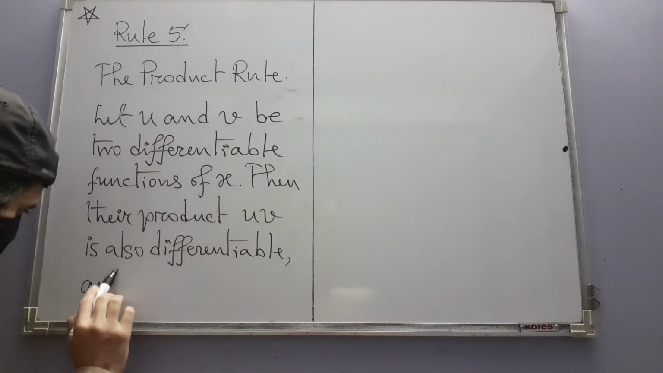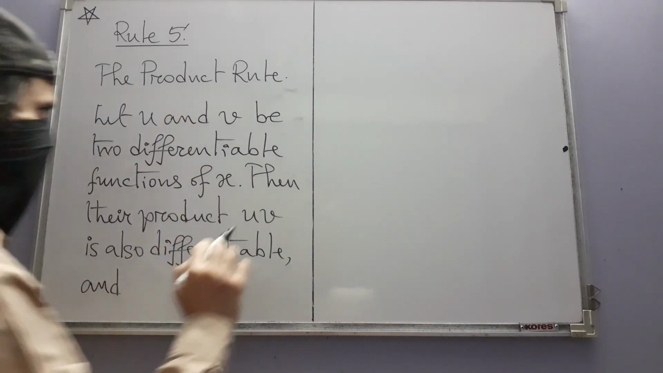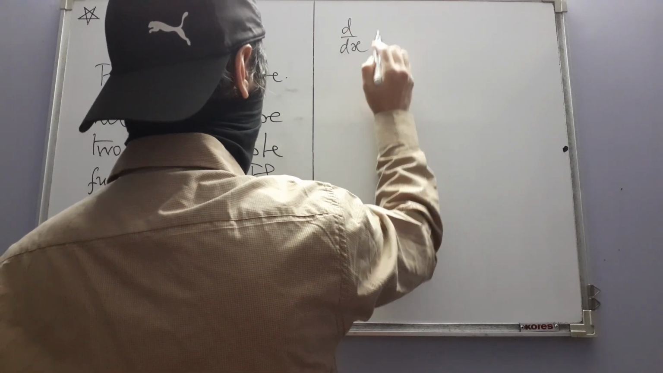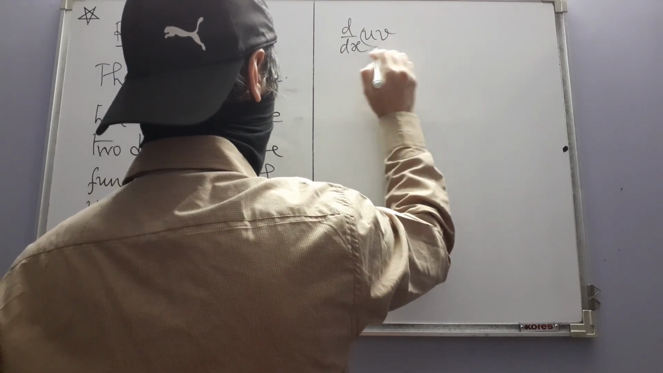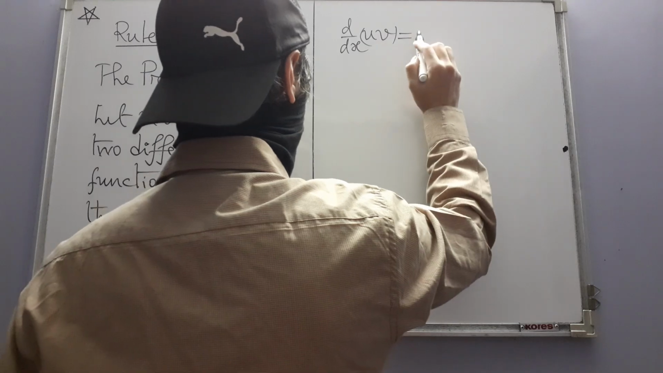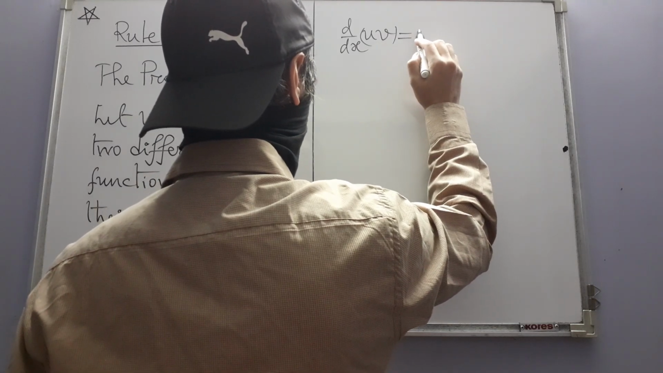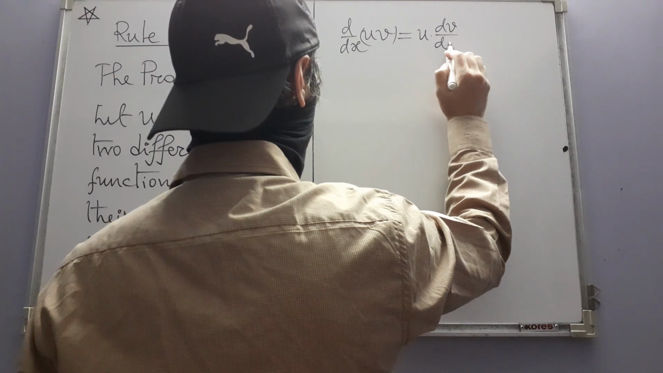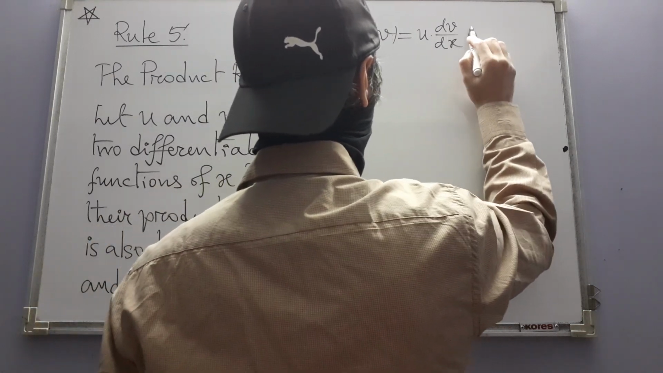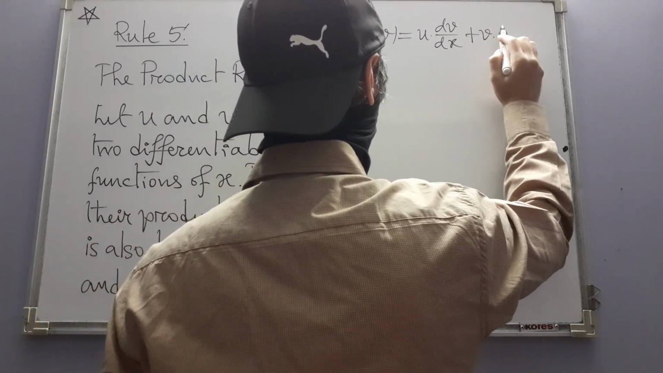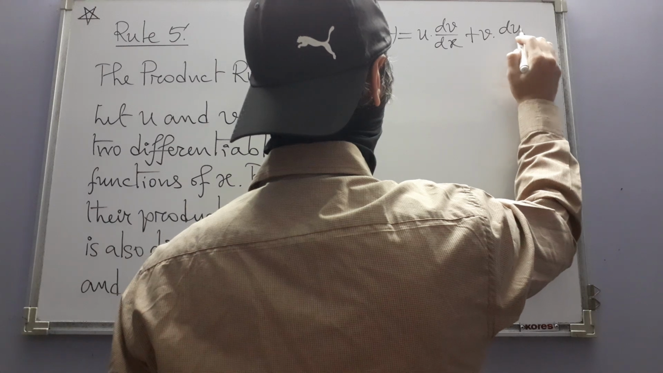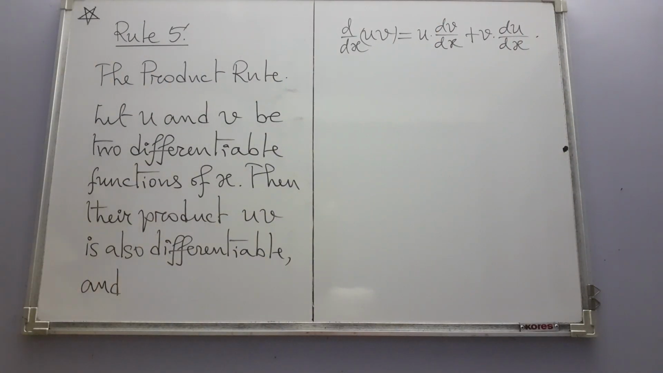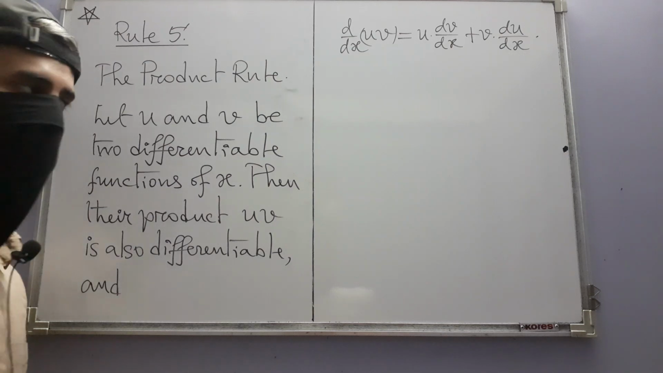And let me write it there. The derivative of uv is equal to u times the derivative of v plus v times the derivative of u. Okay, so let's now prove this.